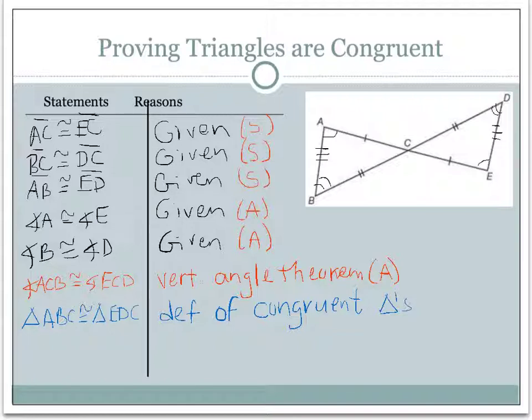Now you're going to see in the next few videos that we actually don't need all 6 pieces of that information to be able to prove that two triangles are congruent. There are ways to shorten it down. There are theorems and postulates that will help us do this. So let's go ahead and move on to the next video.